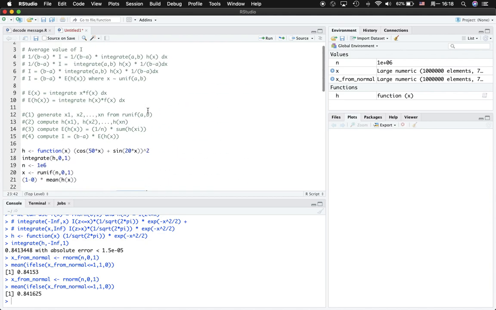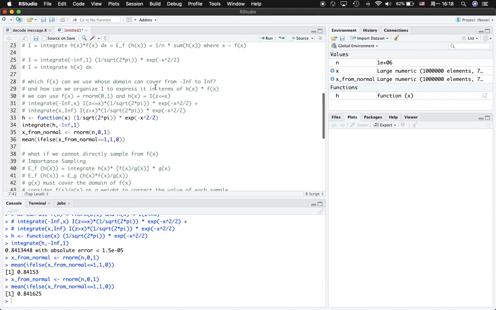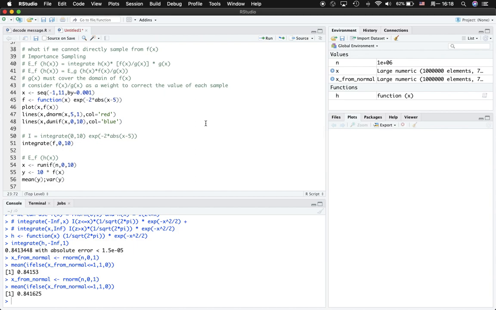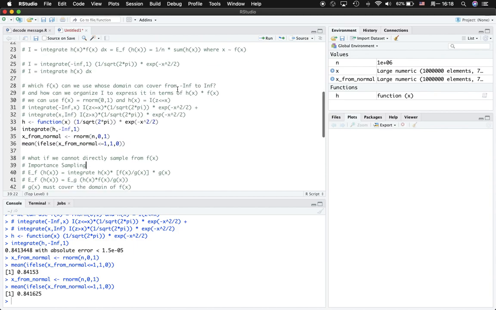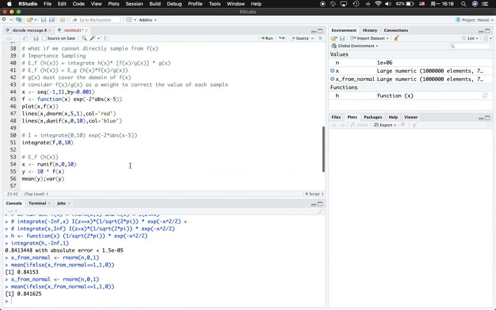So now we have covered Monte Carlo integration using a uniform distribution, and also the more generalized case where we draw x from any distribution. Now I'm going to talk about importance sampling. Let's say it is very difficult to draw samples from f of x, even if we can write the integral in the form of h of x multiplied by f of x. We still cannot directly draw samples from f of x. Now we can use the method called importance sampling to estimate the integral.